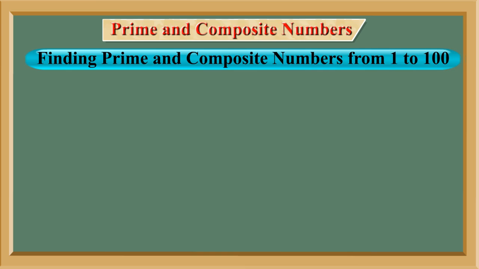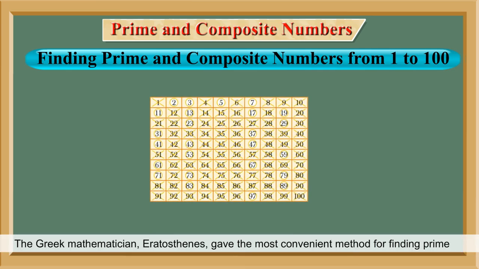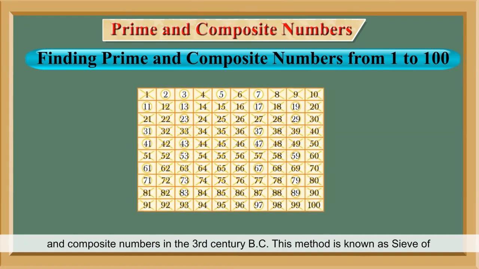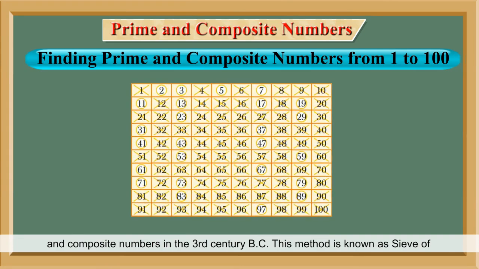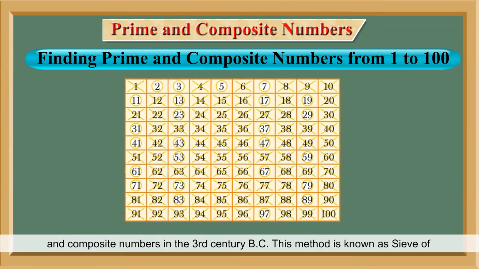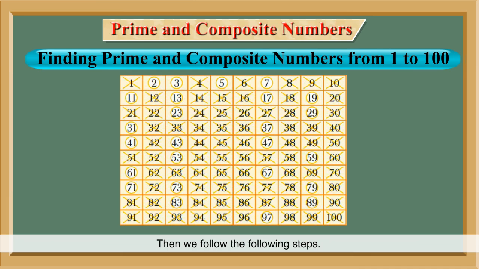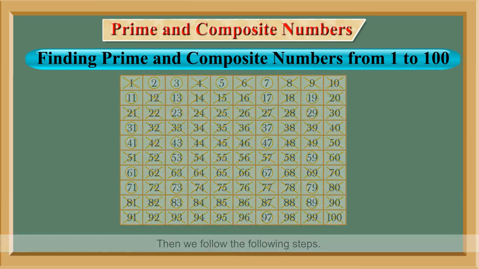Finding prime and composite numbers from 1 to 100. The Greek mathematician Eratosthenes gave the most convenient method for finding prime and composite numbers in the 3rd century BC. This method is known as the sieve of Eratosthenes. Under this method, first we prepare a table of natural numbers from 1 to 100. Then we follow the following steps.